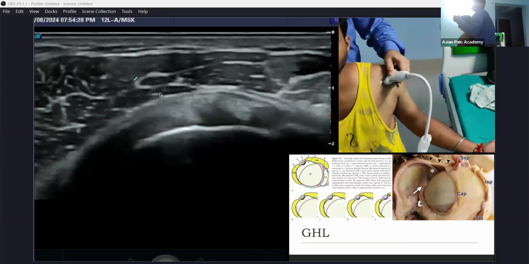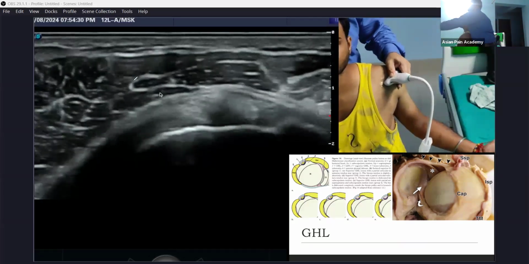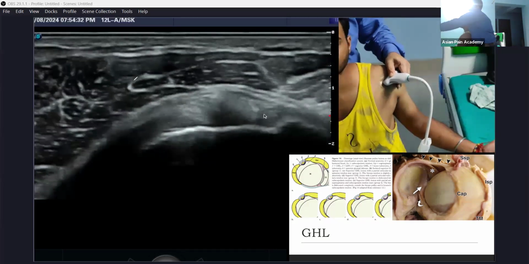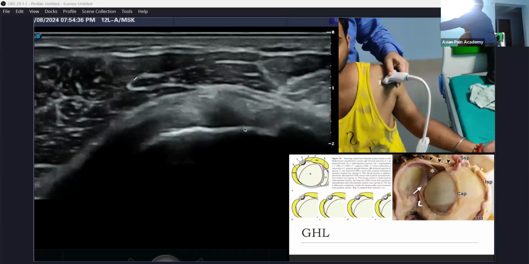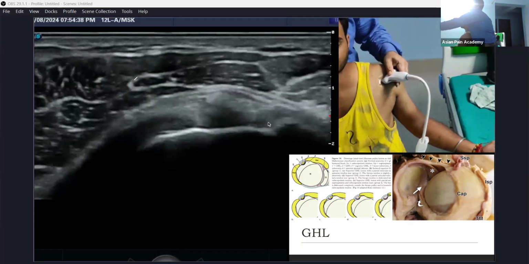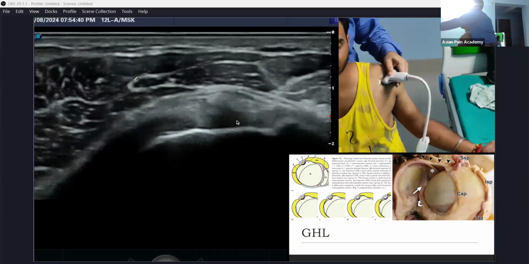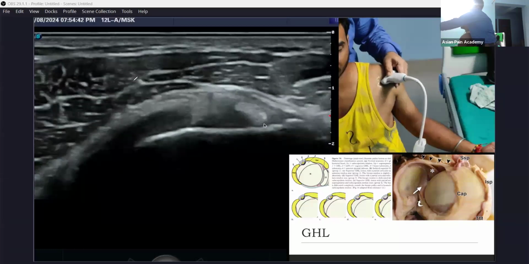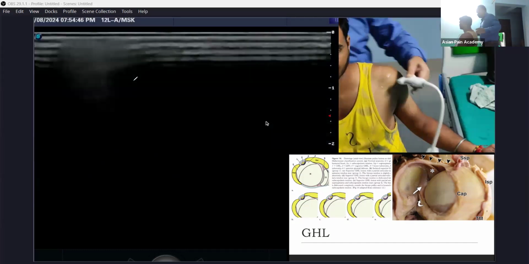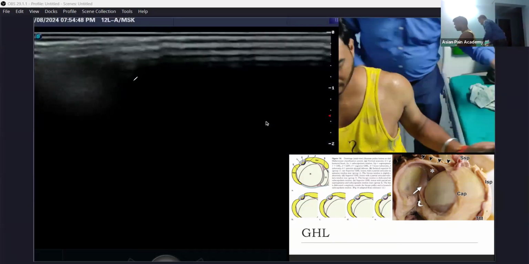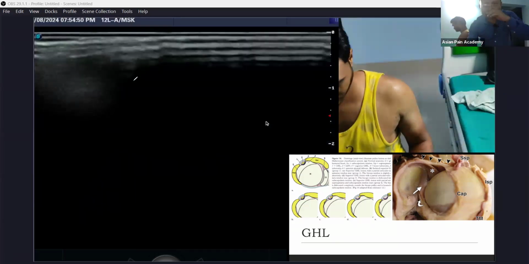So these are glenohumeral ligaments. Okay, these are at the bone, just above the bone here. These are glenohumeral ligaments, and here also some glenohumeral ligaments can be seen. Mainly this one we can see. This is the glenohumeral ligament.